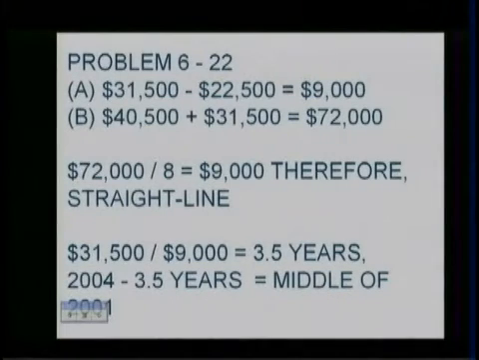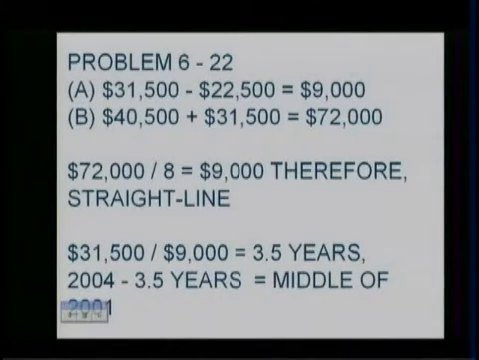Well, the amount of depreciation expense would simply be the difference between the depreciation that was accumulated as of 2003 and the accumulated depreciation in 2004. Well, the 2004 amount is $31,500, and the accumulated depreciation amount in 2003 is $22,500. So the difference between those two amounts is $9,000.